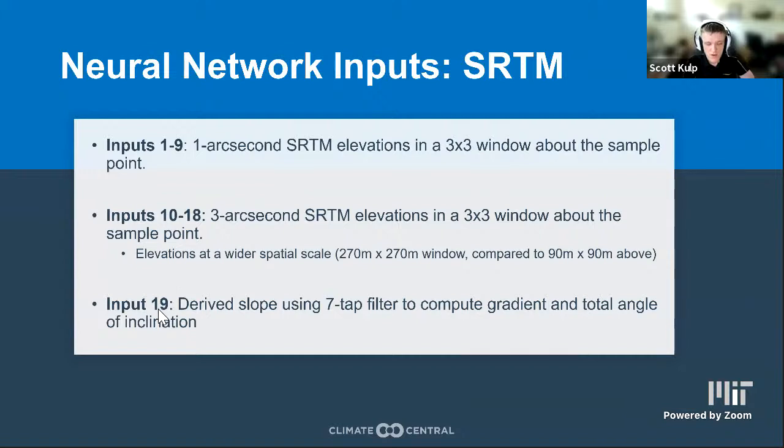We also know that the errors are affected by land slope, because if you imagine the radar signals beam down and hit a place where the land slope is very high, that doesn't get reflected very well, and so there's greater error there. So we use a 7-tap filter to compute the angle of inclination and feed that into the neural network.